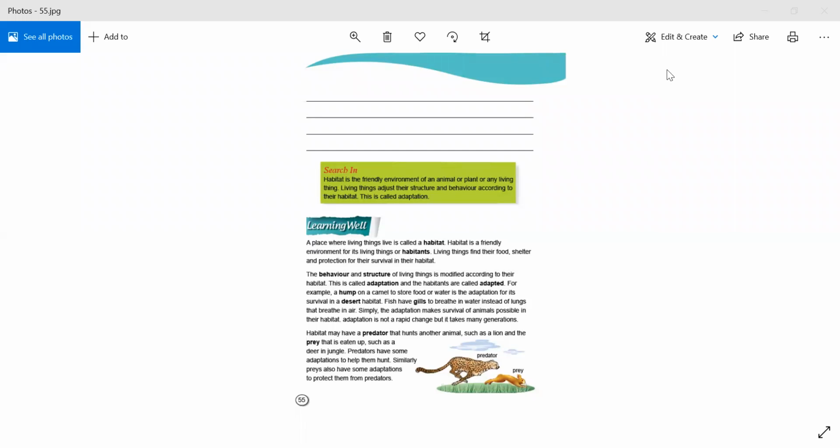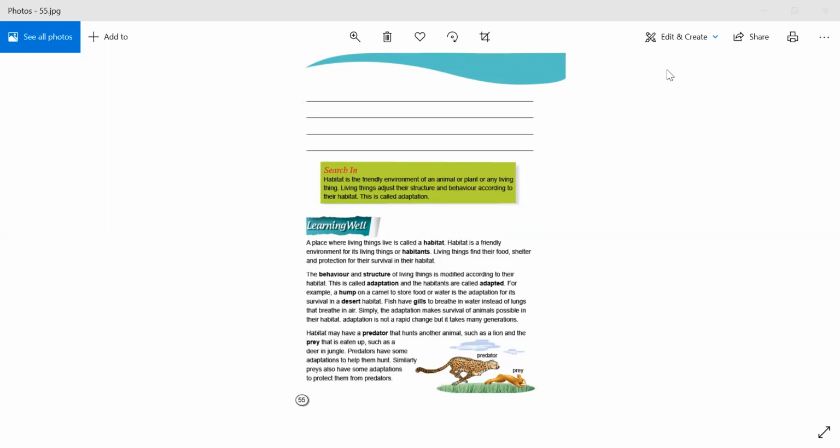What is the meaning of predator? Beta, predators are those animals which hunt other animals. So we call them predators. For example, what does a lion hunt? A lion hunts deer in the jungle. So the lion here is a predator because it hunts another animal, which is the deer. And prey means those animals which are hunted by other animals. So the deer will be prey because it is going to be eaten up by the lion.